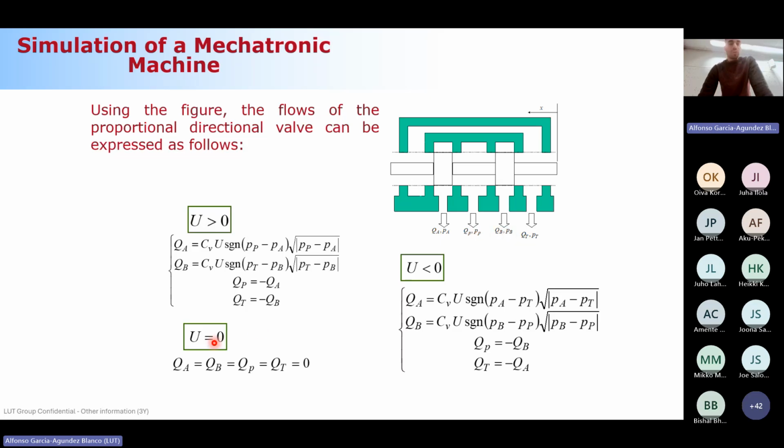So let's start with the valve in center position, U equal to 0. Can somebody tell me what is the value of the volumetric flow rates in center position?